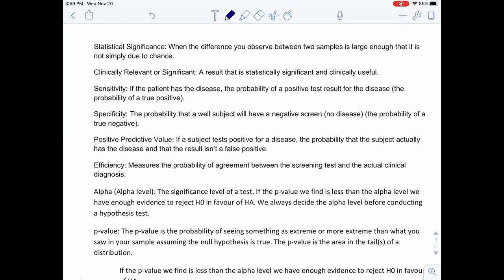Statistical significance is when the difference you observe between two samples is large enough that it's not simply due to chance. How do we talk about it though? If you reject H0, you have statistical significance.